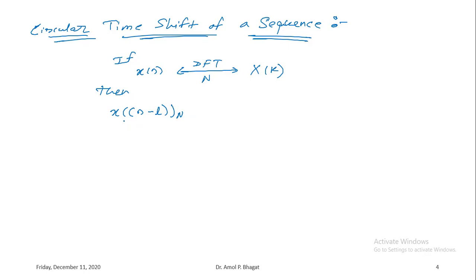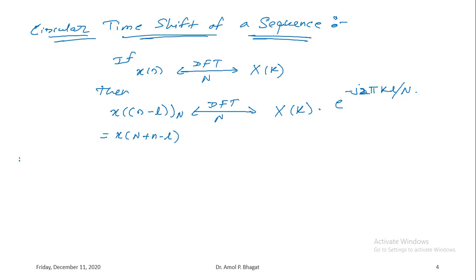Right, so again this sequence is nothing but simply your sequence, which is small n minus l plus N. So this is nothing but capital N plus n minus l, right? So it will have a DFT as per this property. It will have N-point DFT, which is denoted as the DFT of the original sequence as it is multiplied by e to the power minus j 2 pi k l by capital N, right? So this is nothing but the circular time shift of a sequence property. So again, we'll try to prove this property, right?